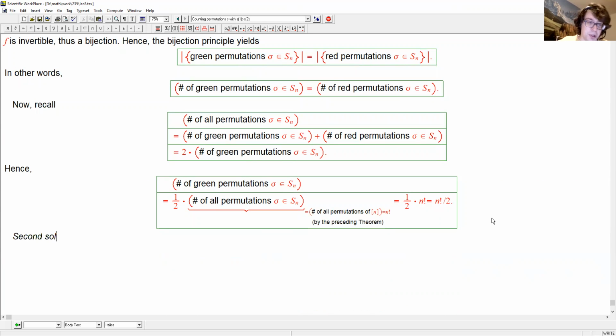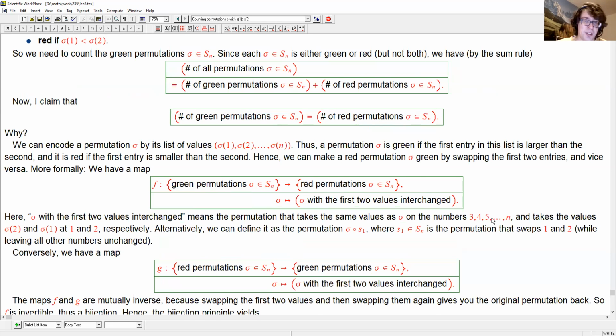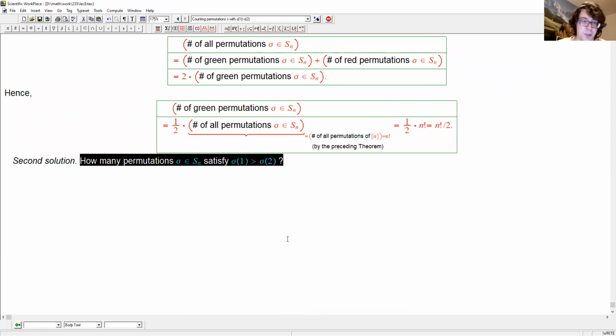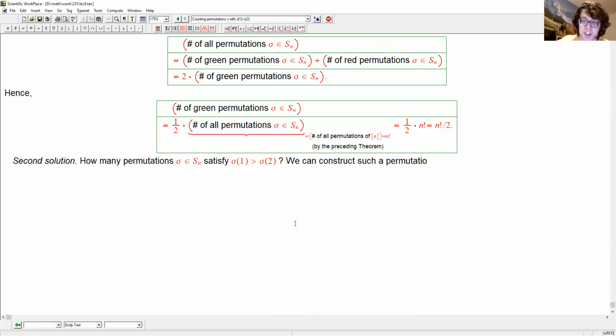And here is a second solution, which is more direct. So this is what we want to solve. How many permutations have sigma 1 bigger than sigma 2? We can construct such a permutation sigma as follows. This is another of these dependent product arguments. First, we don't choose sigma 1 and sigma 2 separately. We choose the set {sigma 1, sigma 2}. This must be a 2-element subset of n, because these values must be different.